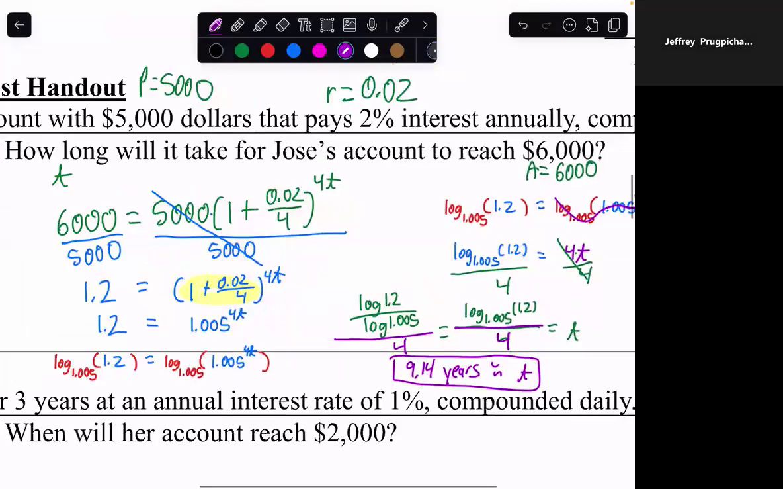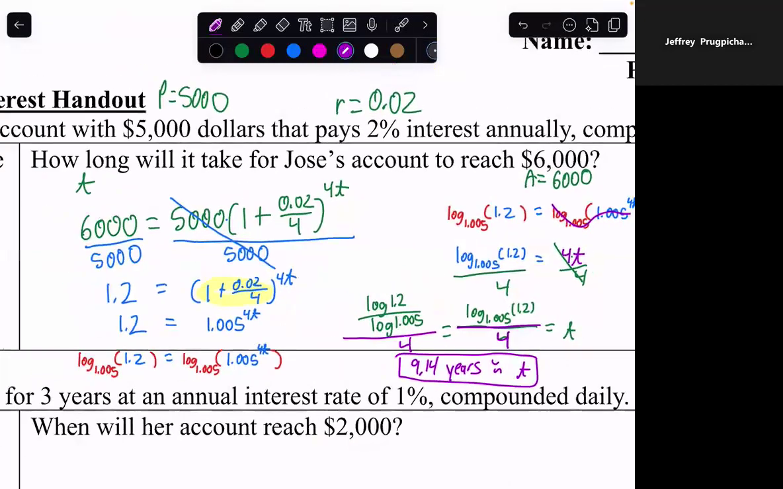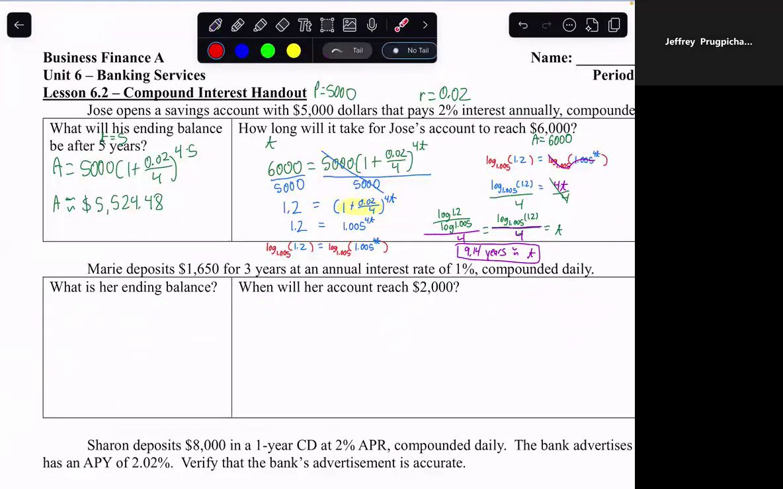Okay, remember t is going to be in years. Any questions on the way we set up and solved that equation? Okay, then I'm going to ask everyone to go ahead and try both parts of the next scenario.